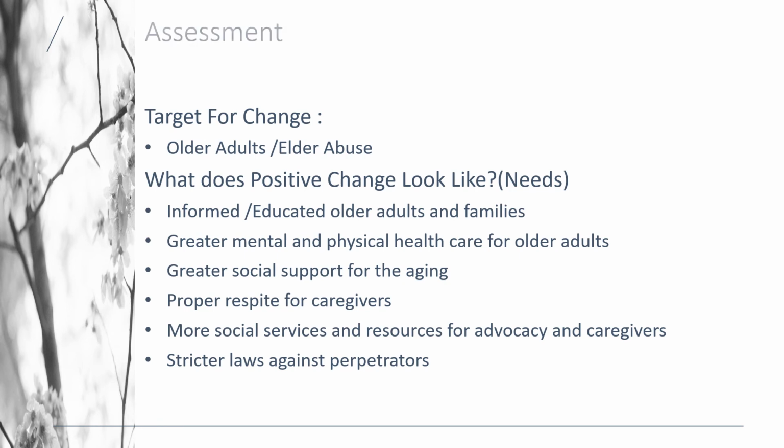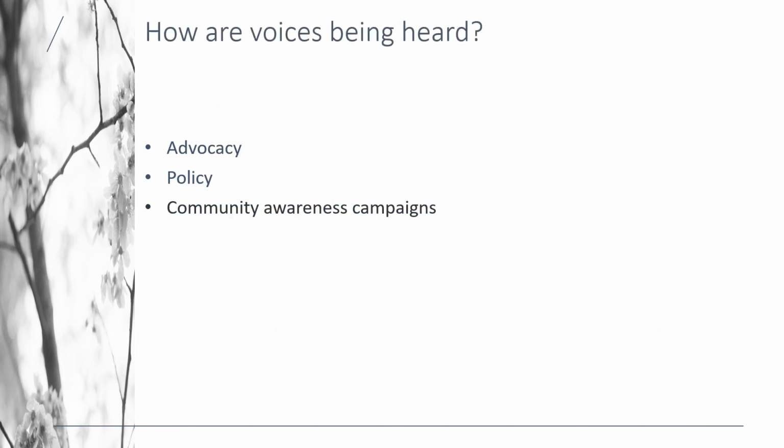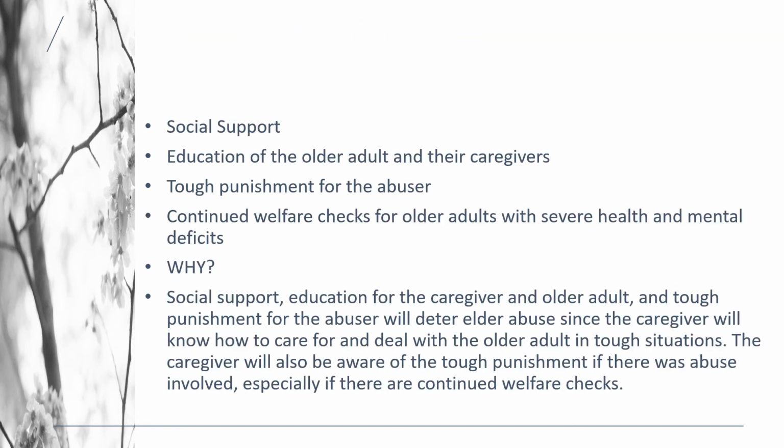The target for change for the center is for older adults to fight elder abuse, and positive change looks like informed and educated older adults and families, greater mental and physical health care for older adults, greater support for the aging, proper respite for caregivers, more social services and resources for advocacy and caregivers, and stricter laws against predators. And voices are being heard through advocacy, policy, and community awareness campaigns.